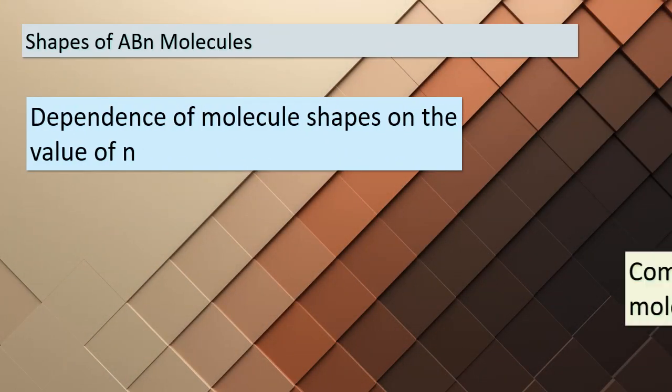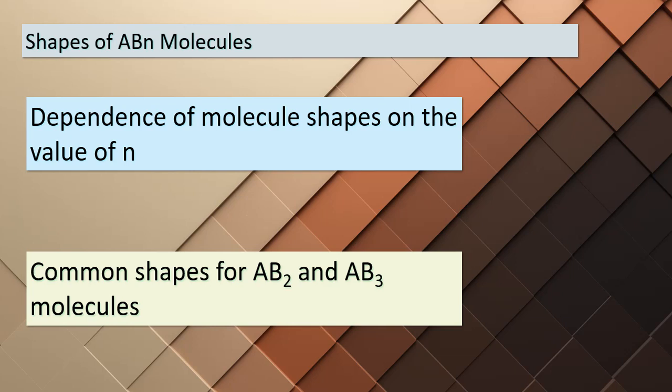Good day, students. In our lesson today, we're going to delve into the intriguing world of molecular shapes, particularly those of ABn molecules. These shapes depend on the value of n, which we'll explore further. Let's begin with AB2 molecules. These molecules can have 2 common shapes: linear, where the bond angle is 180 degrees, and bent, where the bond angle isn't 180 degrees. Imagine the structural implications these variations bring to the molecules.